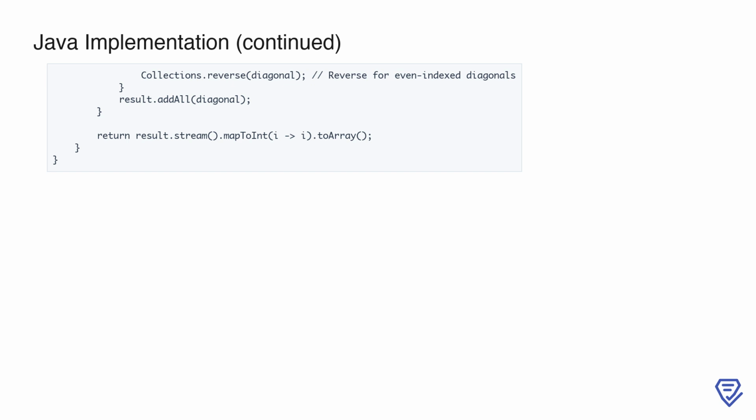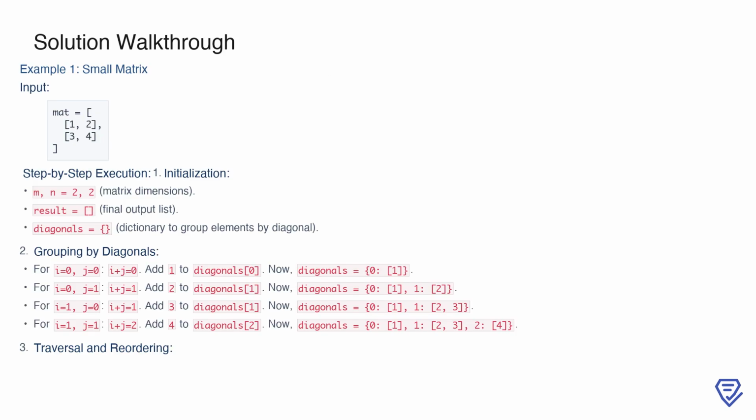This completes the implementation, ensuring that all matrix elements are traversed in the desired diagonal order. To solve this problem, we'll start with a small 2x2 matrix as our example. First, we initialize some variables. The dimensions of the matrix are m equals 2 and n equals 2.